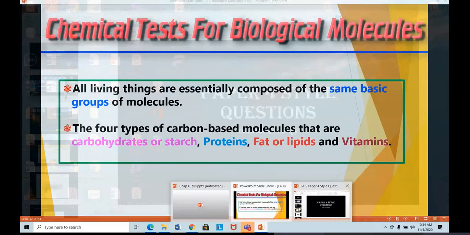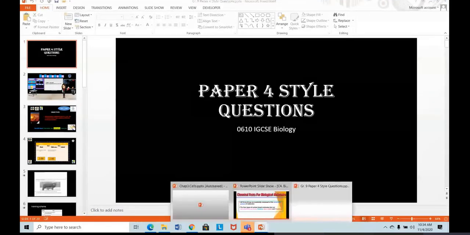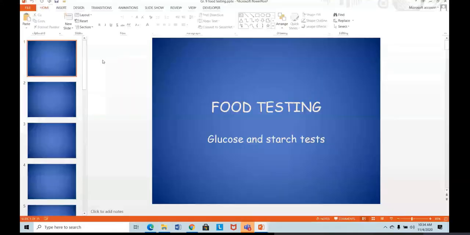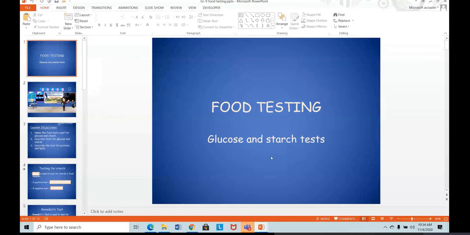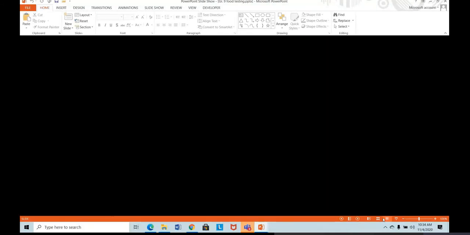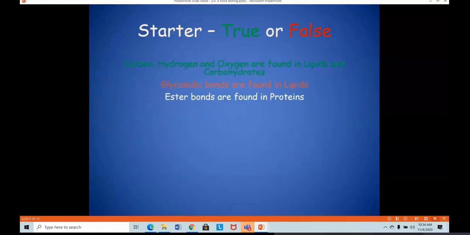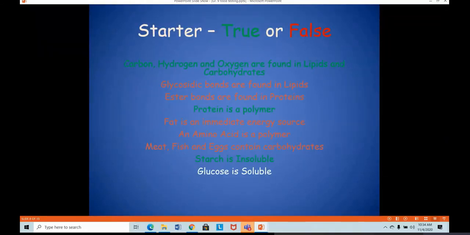So let's talk about the food test now. The tests which are conducted in order to check the presence of lipids in the food. Okay, so this is our presentation for food testing. Let me take you to the page wherein we are doing the tests for the lipids.